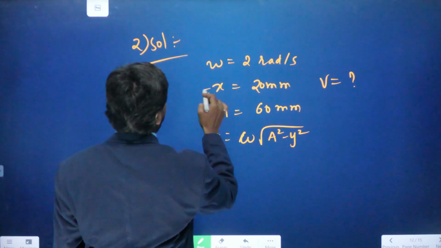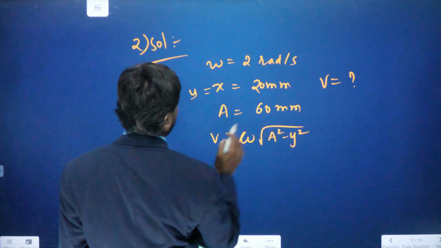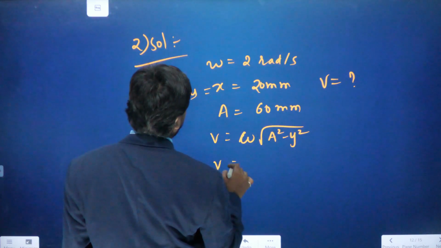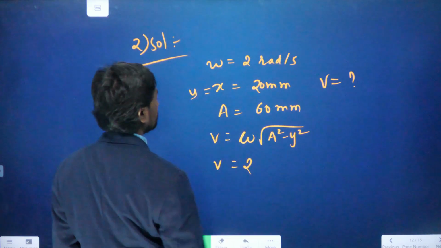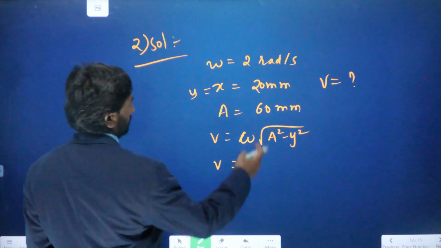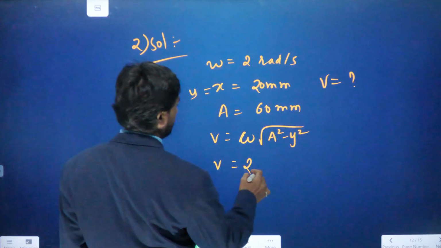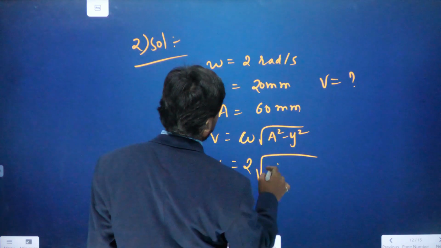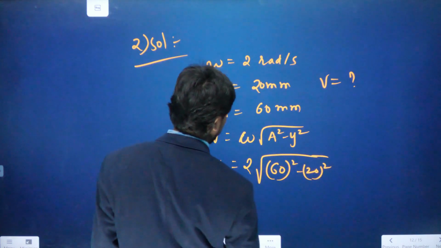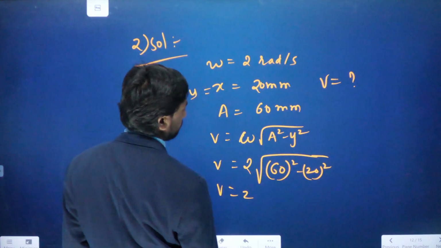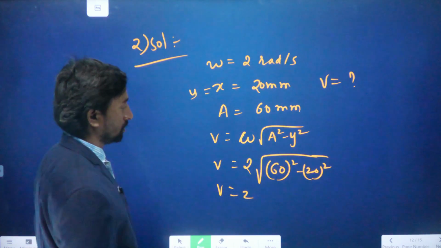Here y is the displacement at that point, and this is given. So all values are given. V is equal to 2 into... we could convert them into meters, but there is no need to convert, because the answer will also come in millimeters. Then A value is 60 whole square minus 20 whole square.